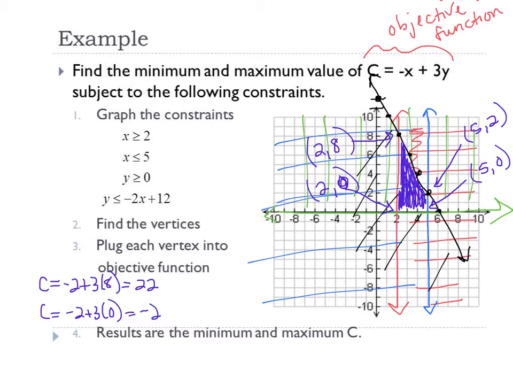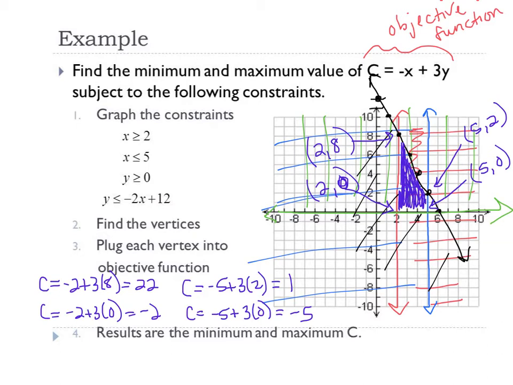On over, trying to do them in order here. Negative 5 plus 3 times 0. So I'm plugging each one into my objective function. Negative 5 plus 3 times 2, there's positive 1. Hopefully you got the same thing there. Let me know if I messed up. It happens. Okay, so there we go.